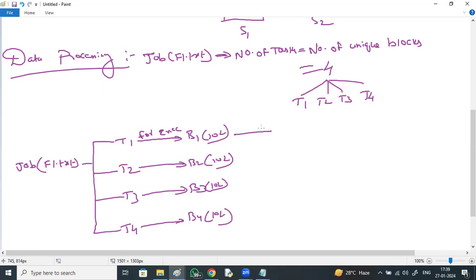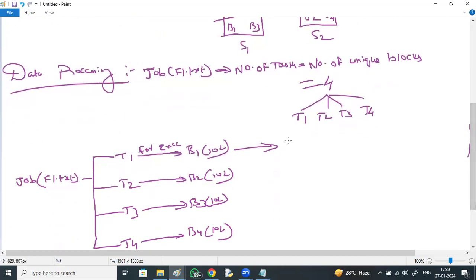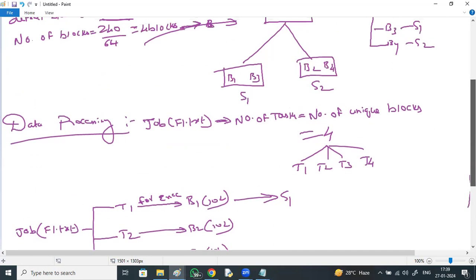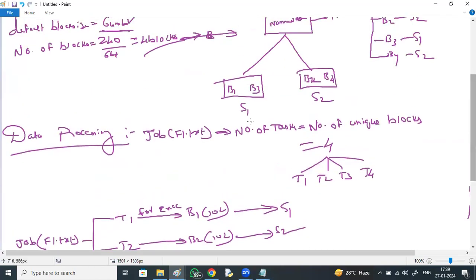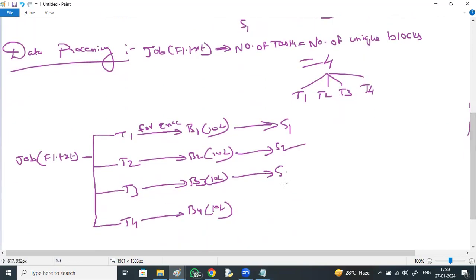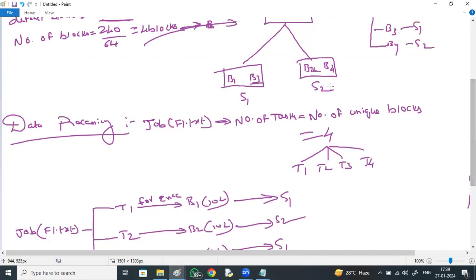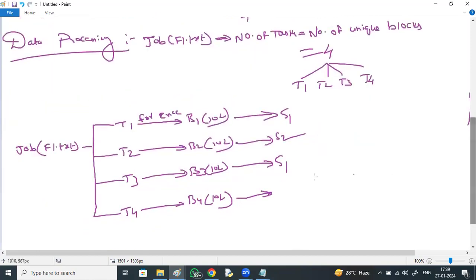Who should execute the T1 task? S1. T2 should be executed by S2, because block B2 is present in S2 only. T3: S1, because the B3 block is present in S1 only. T4 means S2, because B4 is present in S2.